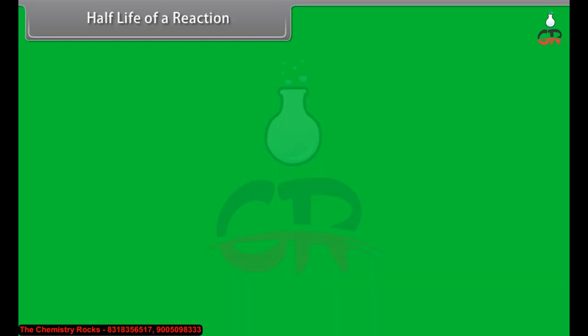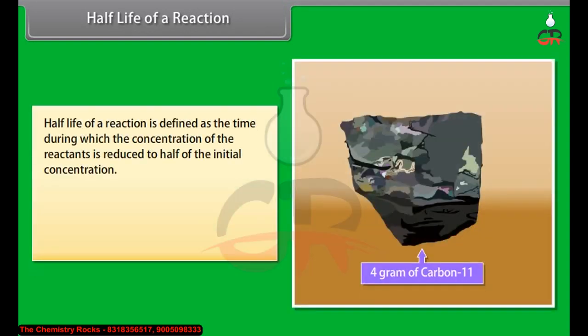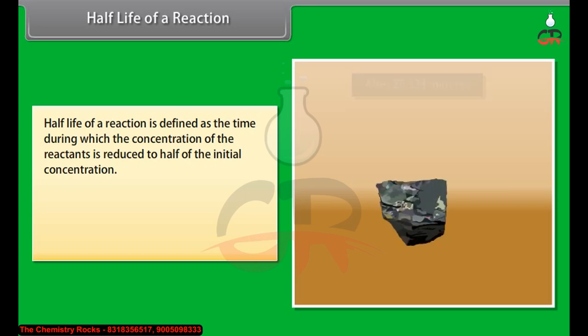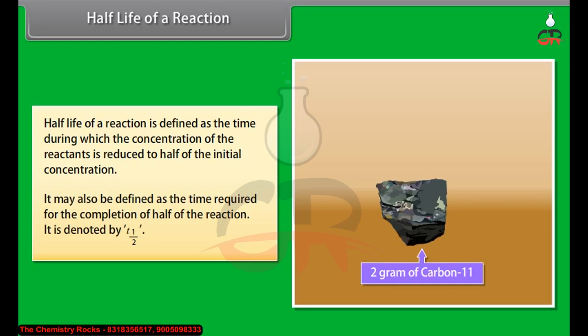Half-life of a reaction. Half-life of a reaction is defined as the time during which the concentration of the reactants is reduced to half of the initial concentration. It may also be defined as the time required for the completion of half of the reaction. It is denoted by T half.